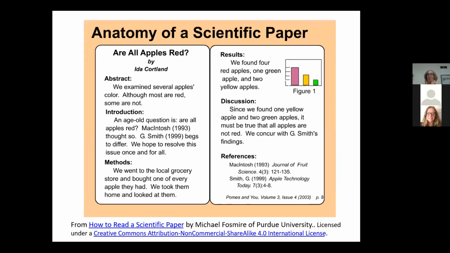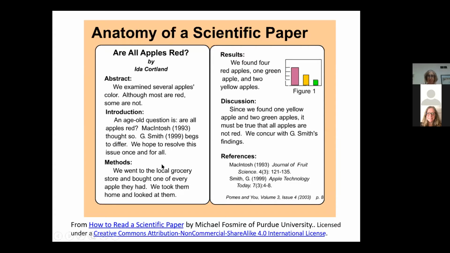So here's a kind of fun thing, the anatomy of a scientific paper. You have your title, "Are All Apples Red?" by Ida Cortland. Here we have the abstract: "We examined several apples' color. Although most are red, some are not." The introduction: "An age-old question is, are all apples red?" And here we've got some references. Mr. McIntosh, 1993, thought so. G. Smith of 1999 disagrees.